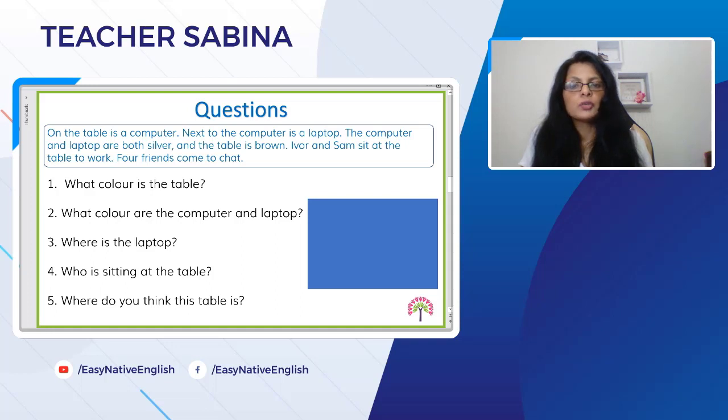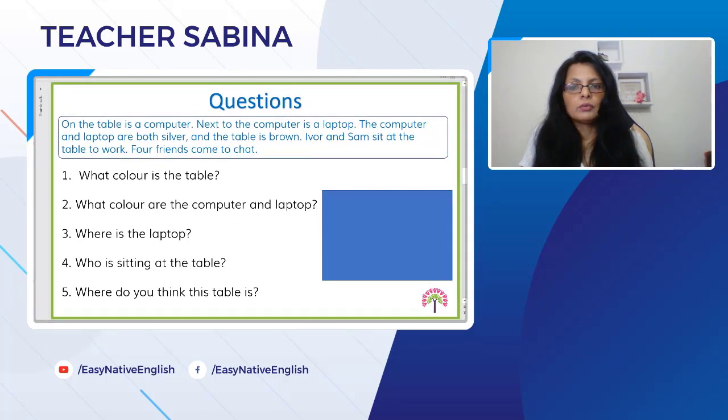So where do you think this table is? You would write, "I think," because this is your opinion. It's not actually given in the text, and it's asking you, what do you think? I think this table is in an office. Now that information is not in the text, it's something you have to infer. You have to work out from the clues that are given in the text.